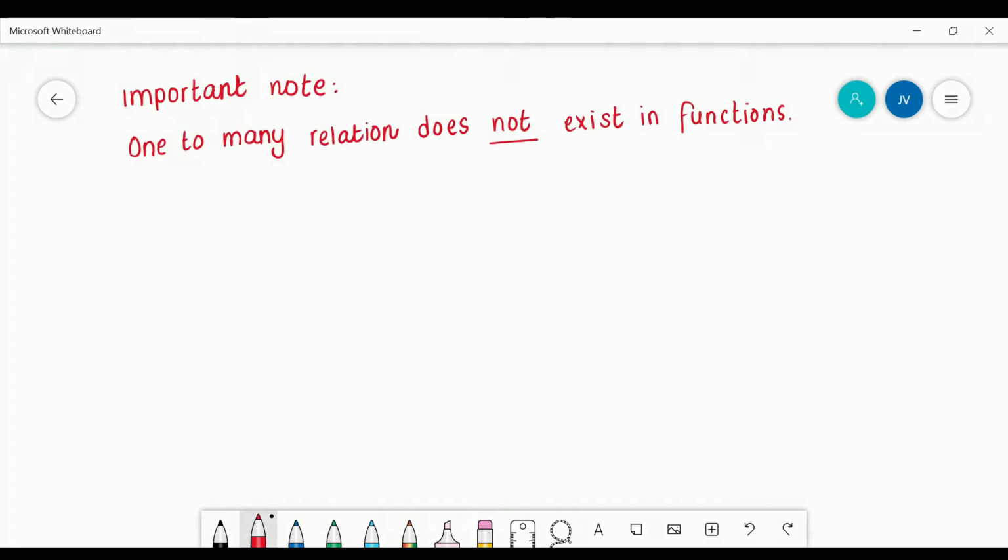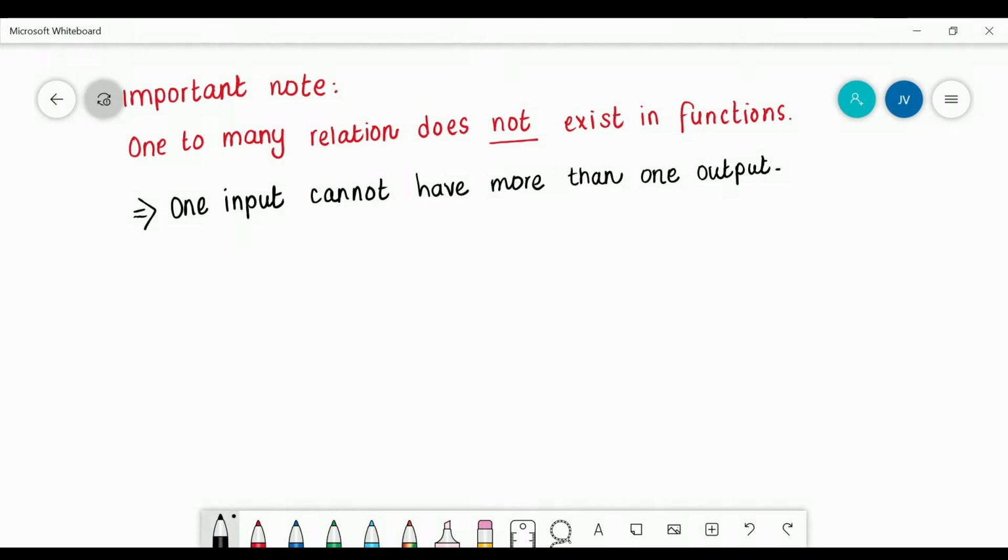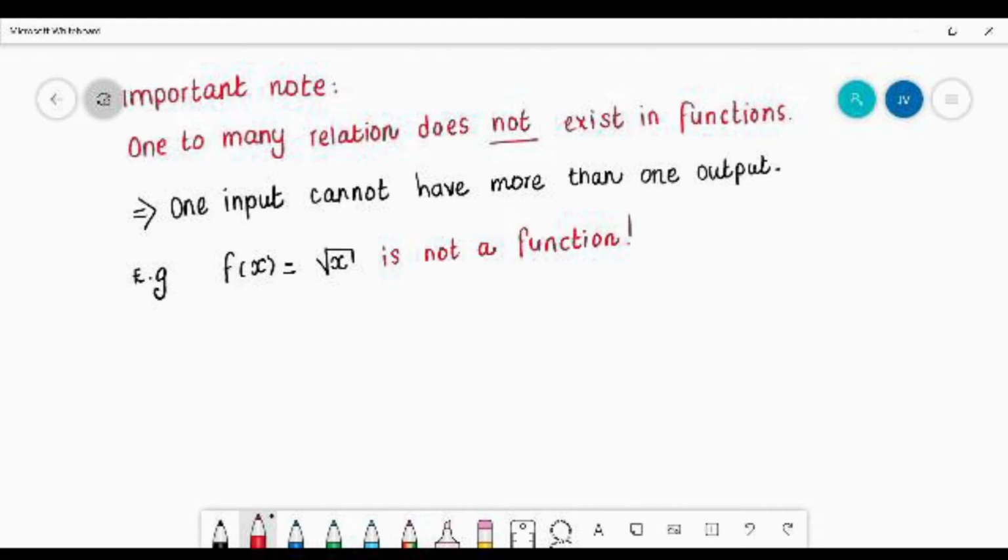Important note, a one-to-many relation does not exist in functions. Therefore, one input cannot have more than one output. For example, f of x is equal to square root of x is not a function because let's say we try x is equal to 9. f of 9 is equal to square root of 9, which is equal to plus or minus 3. So we have two outputs. Hence, f of x is equal to square root of x is not a function.